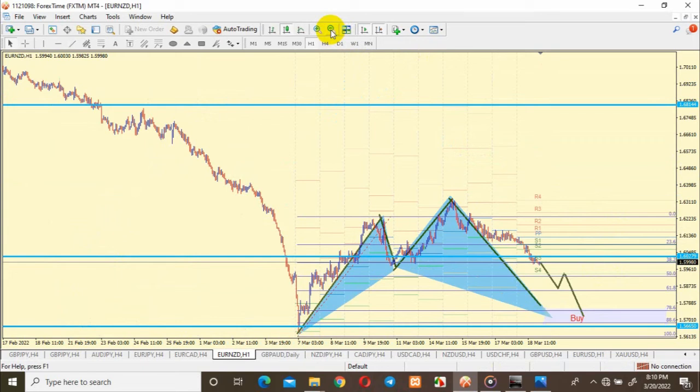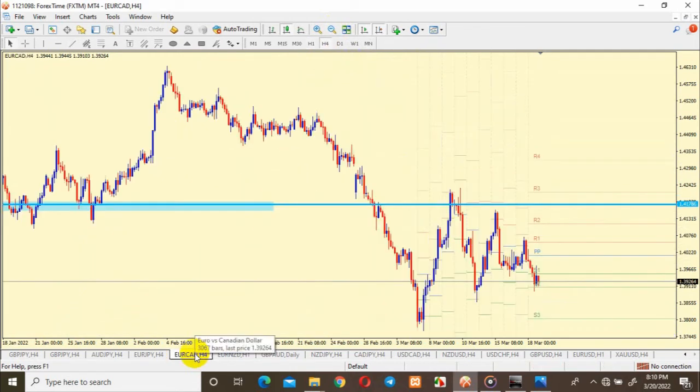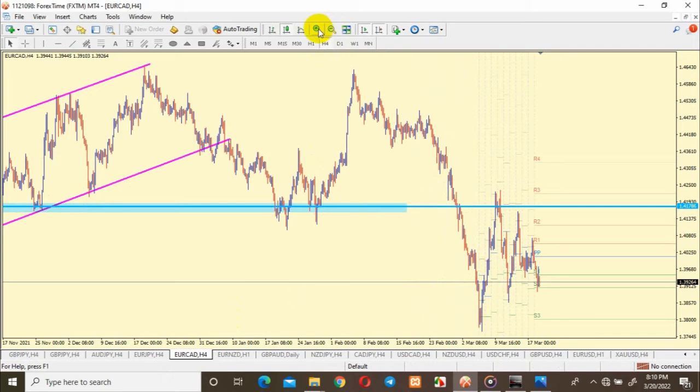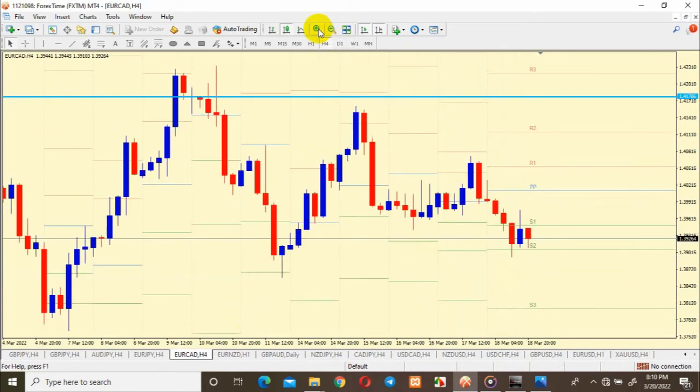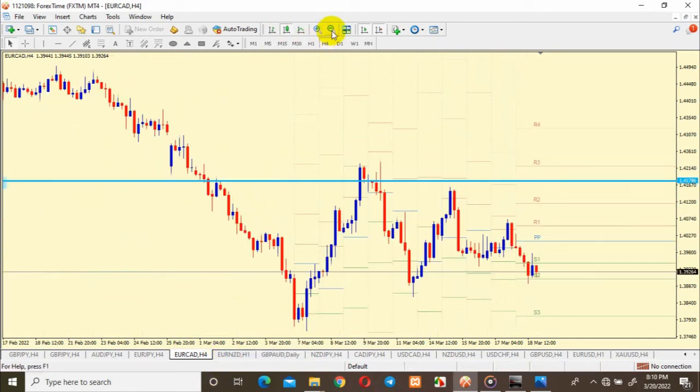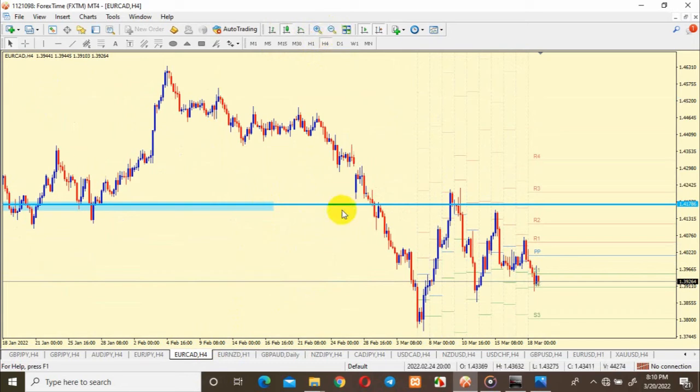Take note, this is my analysis. I could be wrong, could be right. Let's see this guy also. Euro Canadian dollar, Euro CAD, for me is equally doing almost the same thing as Euro NZD is doing. But on this one, I'm looking at the Gartley pattern forming here.